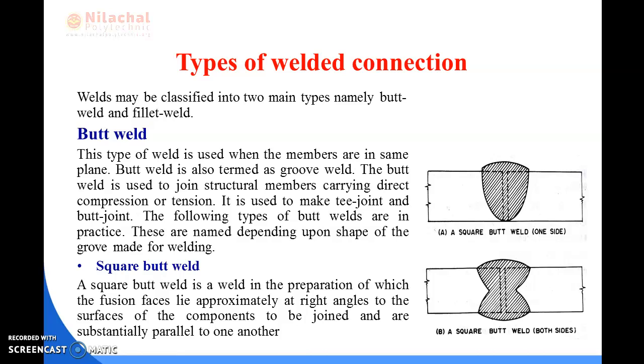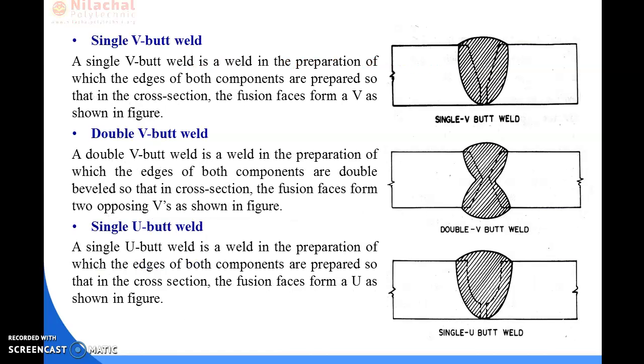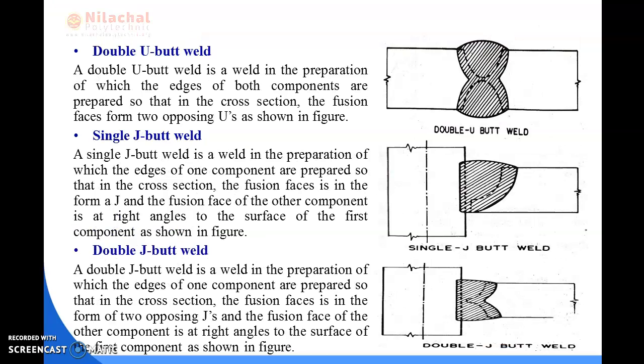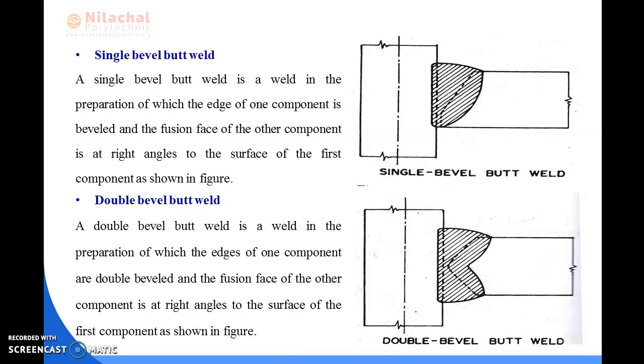There are many kinds of butt weld, like square butt weld, single V butt weld, double V butt weld, single U butt weld, double U butt weld, single J butt weld, double J butt weld, single beveled butt weld and double beveled butt weld.